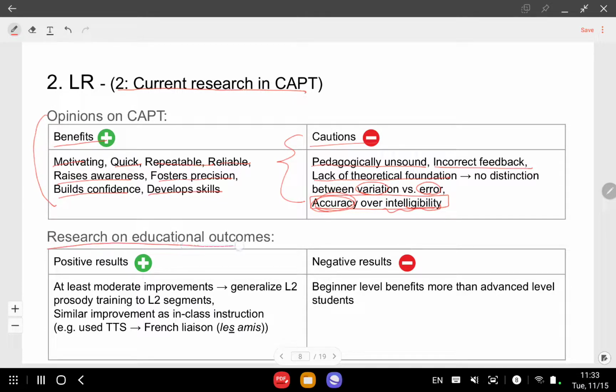Here's some research on the educational outcomes of pronunciation training. The positive results suggest that there are at least moderate improvements when we do pronunciation training. But the negative result is that beginner-level students benefit more than advanced-level students. So not everyone gets to benefit from pronunciation training.